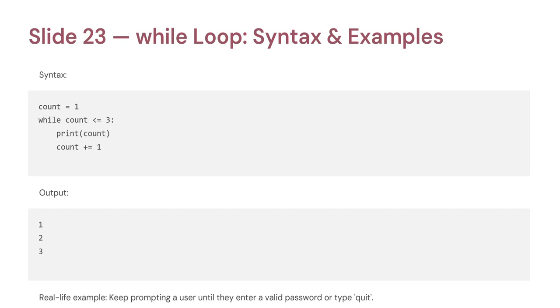Difference between for and while. Let's quickly compare. Use a for loop when you know the number of repetitions. Example, print 100 numbers. A while loop is used when you don't know how many repetitions are required. Example, keep asking until the user gives the correct input. Both loops are important and professional programmers use both depending on the situation.